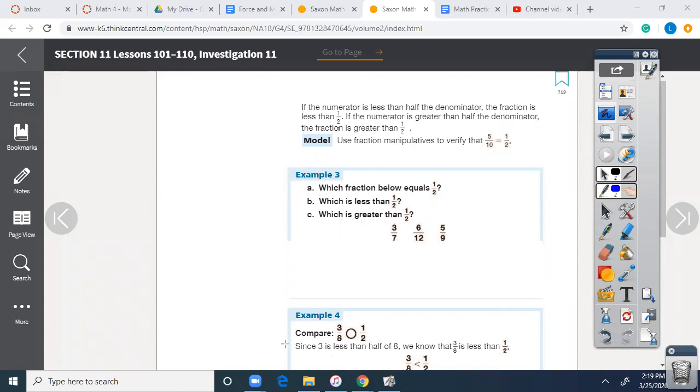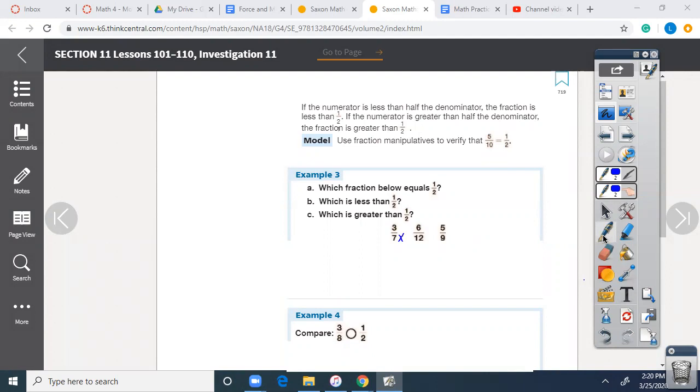So example 3, A. It's the first one that we are going to do. Which fraction below equals 1/2? So we have 3/7, 6/12, and 5/9. So which fraction equals 1/2? All right, well, let's start with 3/7. 3 times 2 is 6. Is 6 the same as 7? Nope. So that one does not equal 1/2.